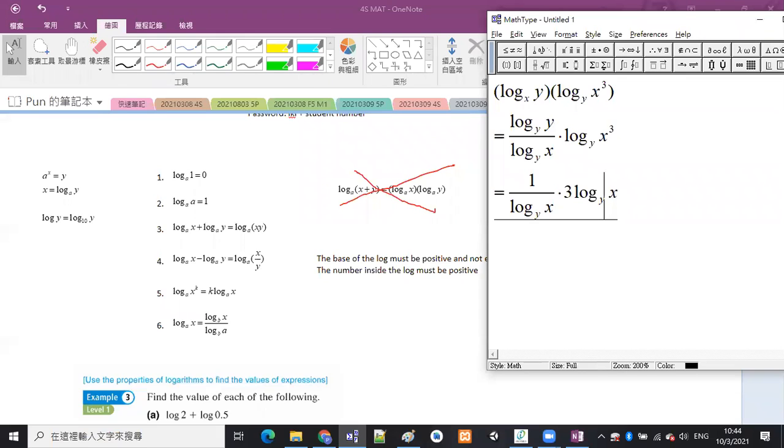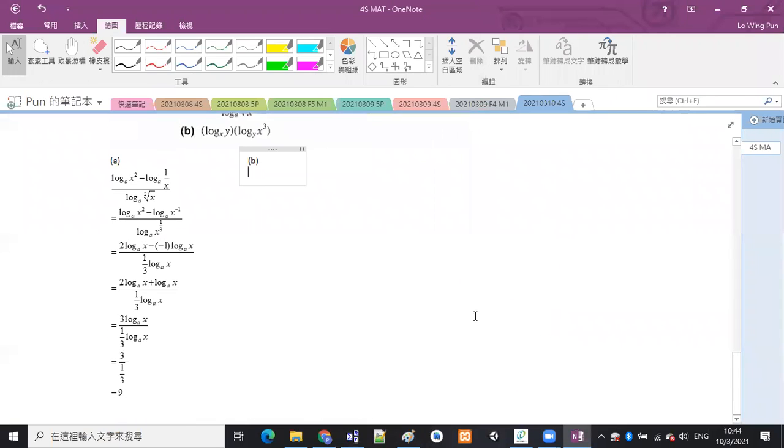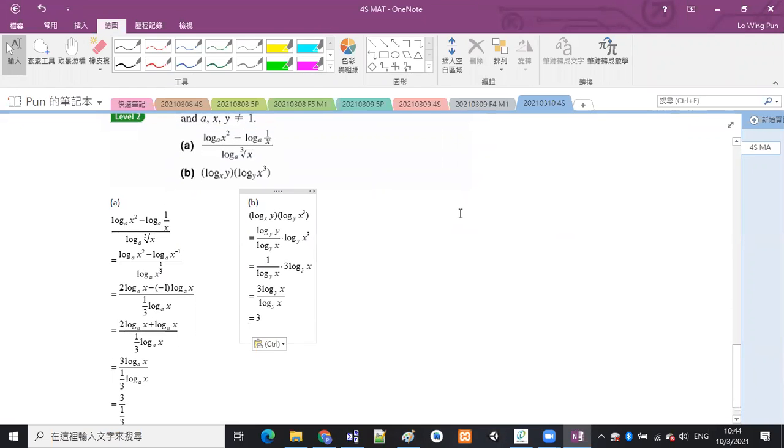Okay. But now this number is multiplied to the fraction, then it will be multiplied to the top part of the fraction. So that is 3 log x base y over log x base y. And we can see that in the upper part and in the lower part, both of them have a common factor of log x base y, and this can be cancelled. So what is remaining is just equal to 3. That is the answer. Can you get this?